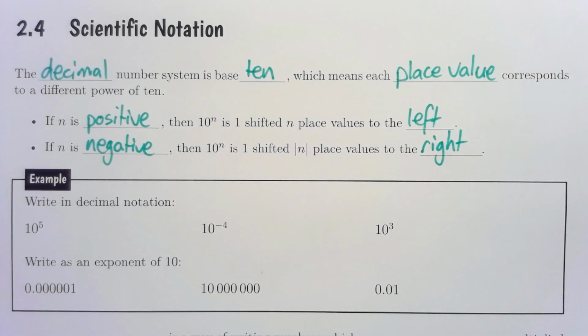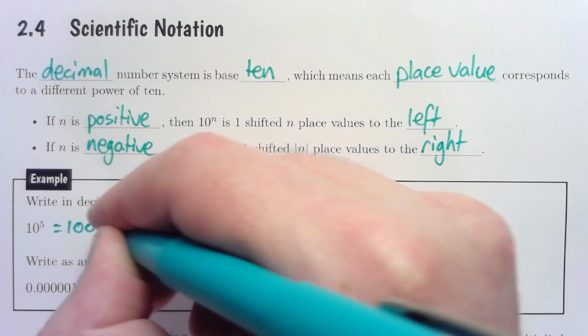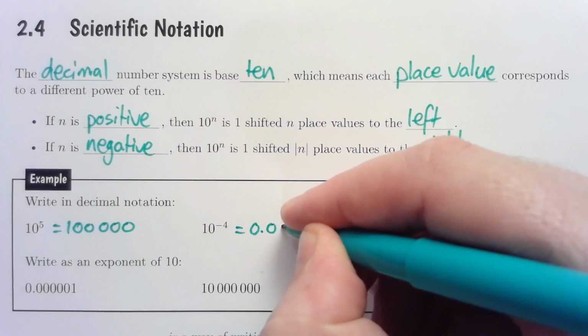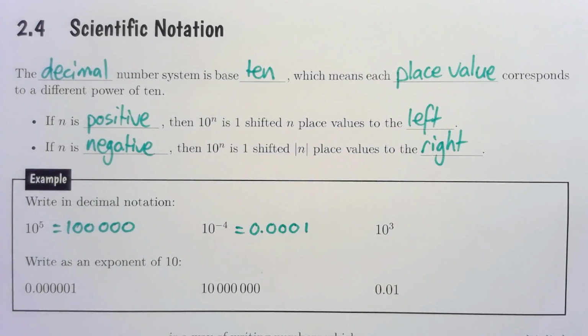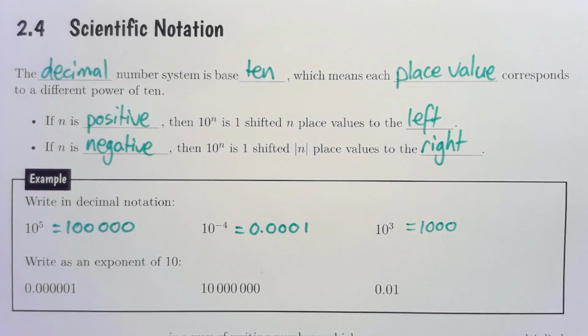So if we have 10 to the power of 5, that's 1 shifted into the 5th place value to the left, which is 100,000. 10 to the power of negative 4 is 4 places shifted to the right, or 1/10,000th. And 10 to the power of 3 is 1 shifted 3 place values to the left, which is 1,000.